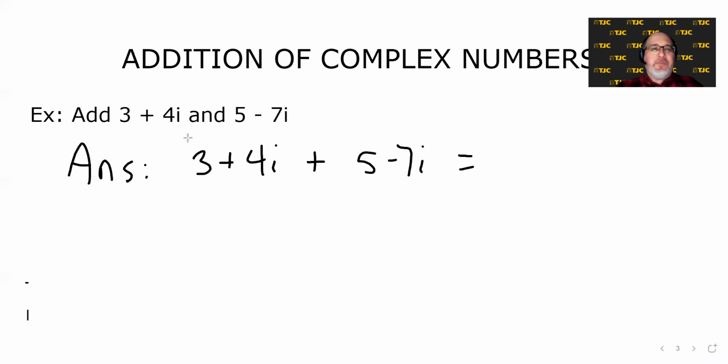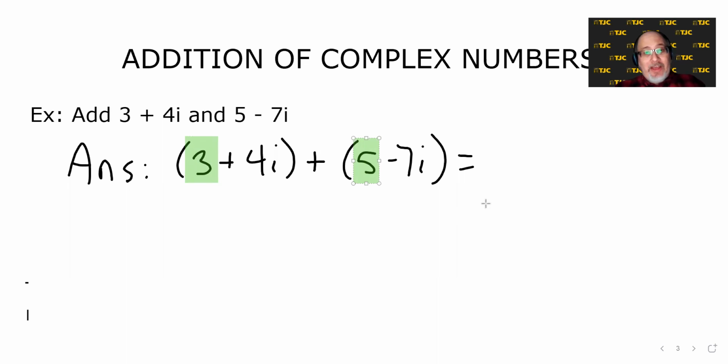In this case, like terms means the 3 and the plus 5, I know what that equals, and plus 4i and negative 7i, I know what that equals. So you could say we're just combining like terms. But in the context of a complex number, you could say that we are adding real parts and adding imaginary parts. Recall that the real part of a complex number is the part that doesn't have the i. In this case, 3 is the real part of 3 plus 4i, and 5 is the real part of 5 minus 7i. But you could also look at them as like terms.